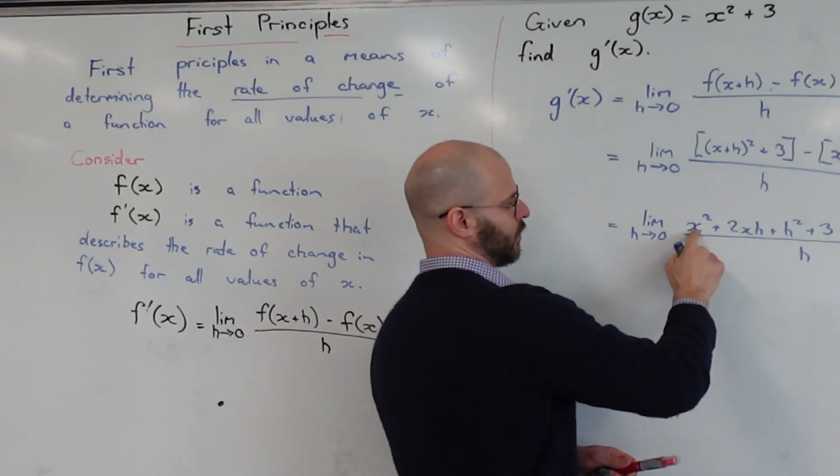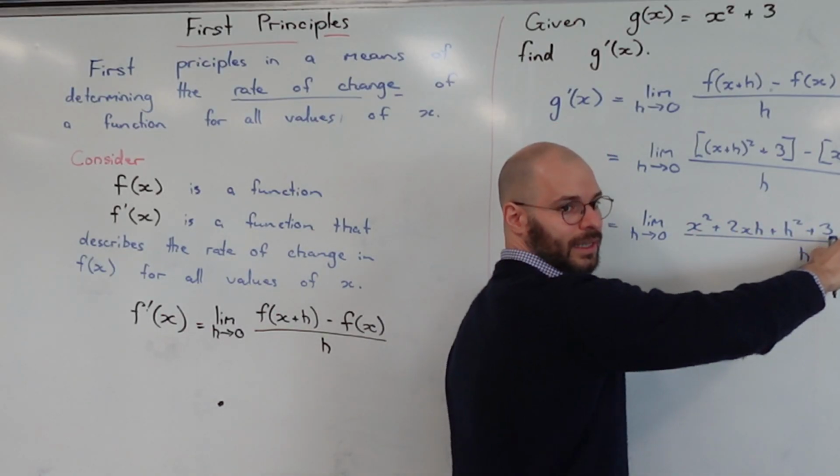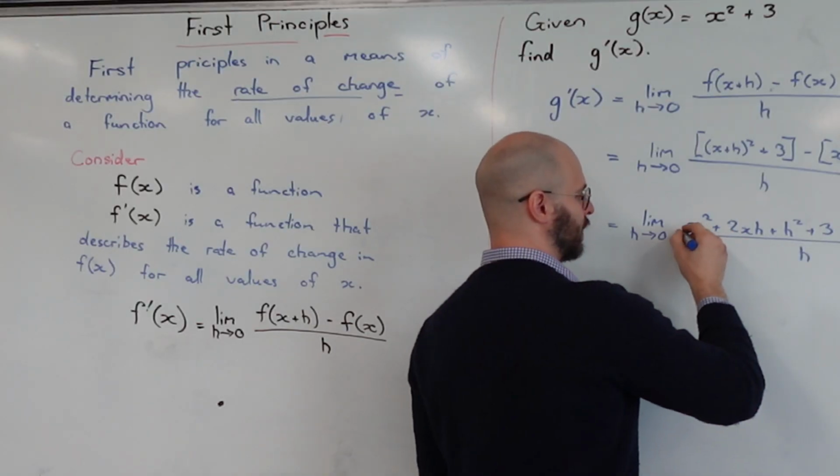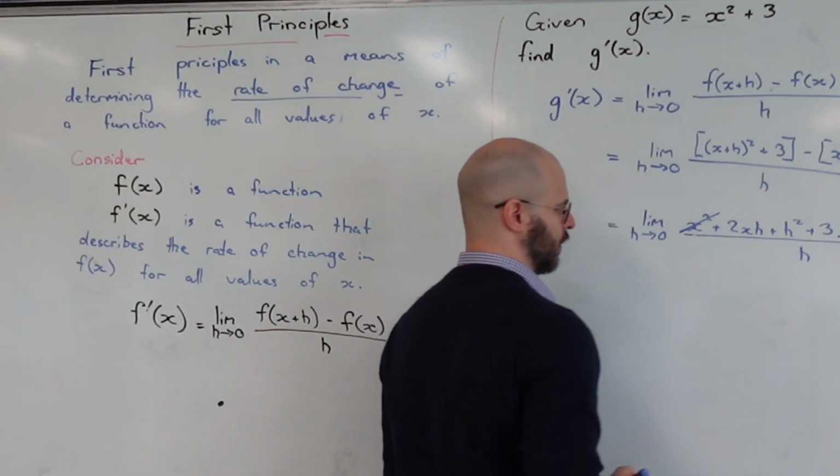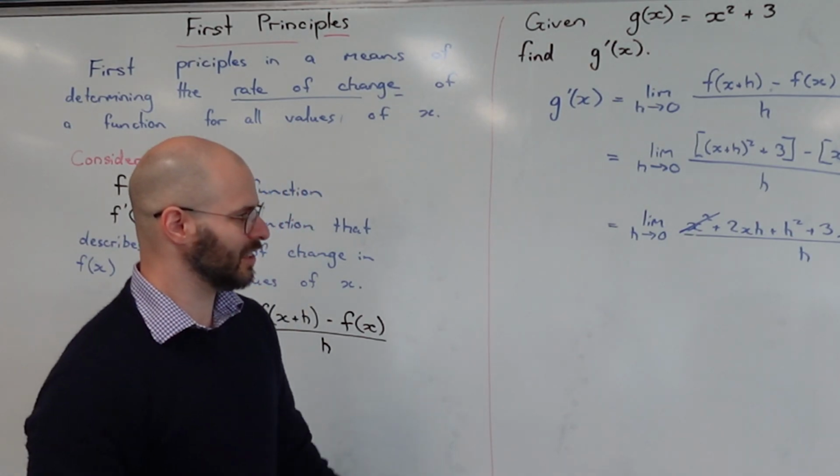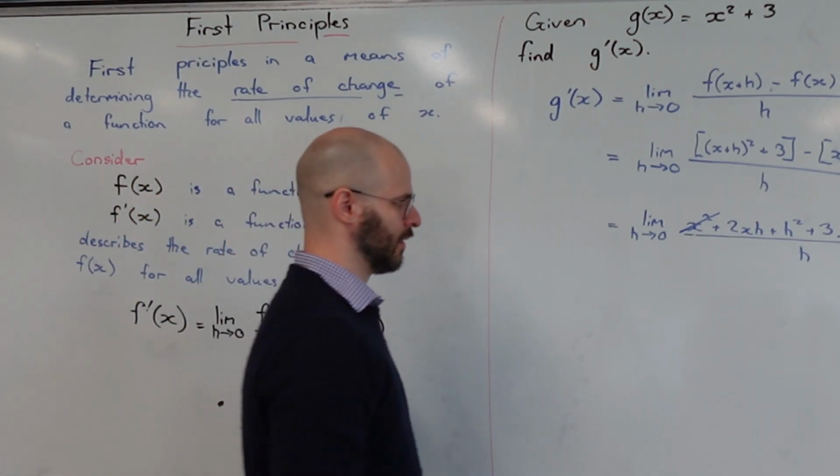See how we've got an x squared there and then we've got the polar opposite one here? Wave goodbye to them. Bye x squareds. And then do you see the 3s? Yeah, you can disappear.